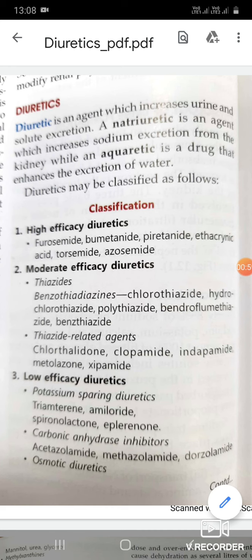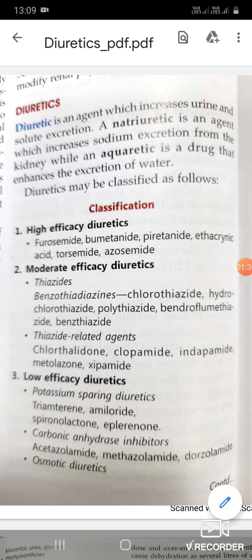The second is moderate efficacy diuretics, which includes two types of drugs, thiazides and thiazide related agents. Thiazides are those drugs which mainly include benzothiadiazines. Examples are chlorothiazide, hydrochlorothiazide, polythiazide, bendroflumethiazide, and benzthiazide. While thiazide related agents include chlorthalidone, clopamide, indapamide, metolazone, and xipamide.